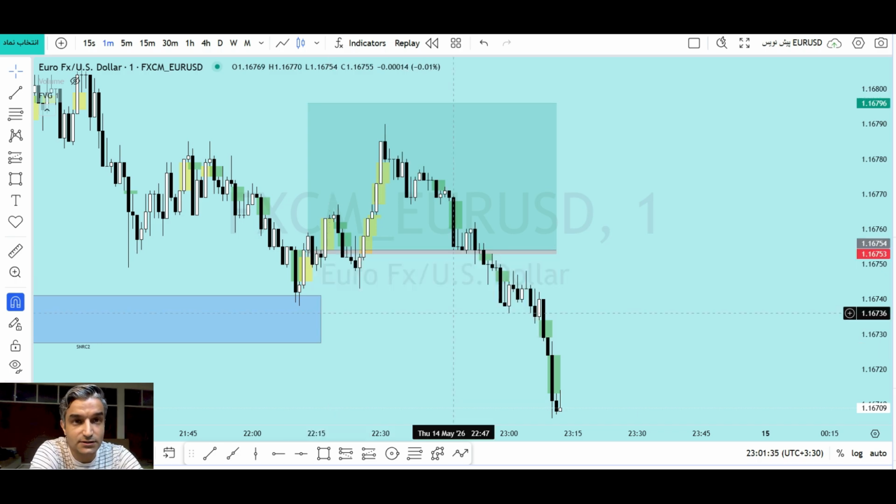I hope this example was useful, and practice more in the chart and take backtests and practice and practice, as I have practiced for around 6 years.